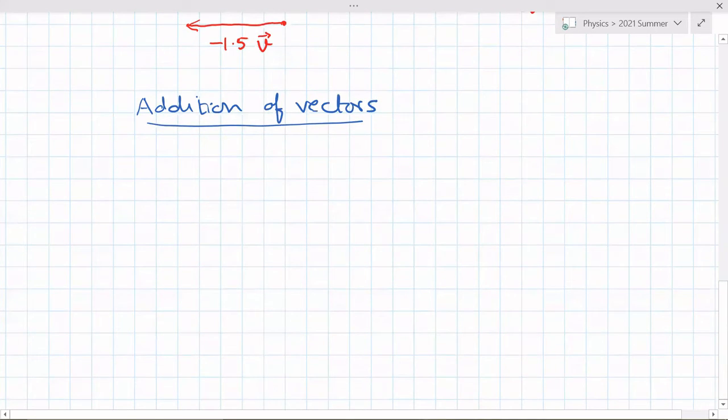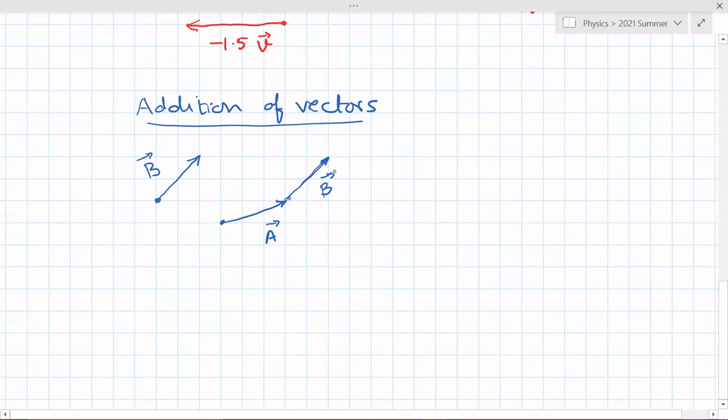Addition of vectors. So let's say I have two vectors, this vector A, and I have some other vector B. Okay, so I want to find out what is A plus B. So remember, I can move these vectors around. I can pretty much bring this tail over here to the head of A, right? And then I can draw this vector parallel to the original vector and the same magnitude.